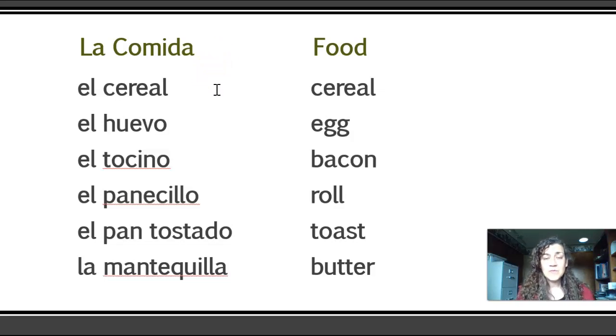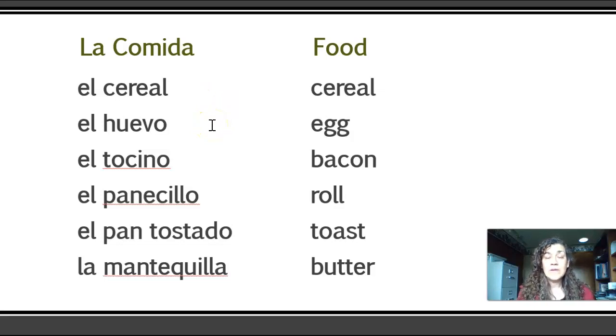Okay, so on this slide we have some foods that are commonly eaten for breakfast. For example, cereal, and in Spanish that is el cereal. Nice, it's spelled exactly the same way in Spanish as in English, but pronounced differently. El cereal.